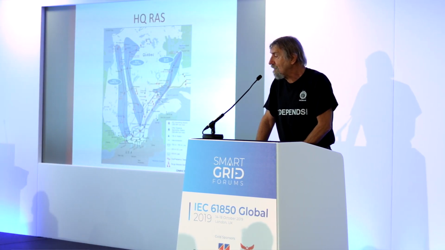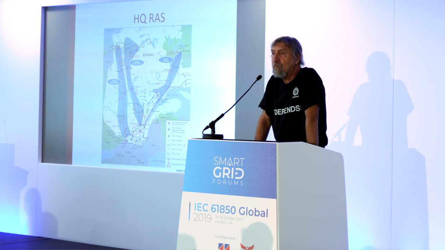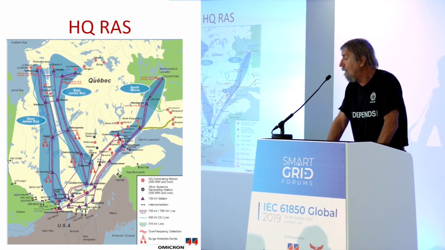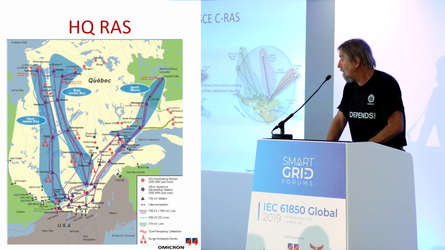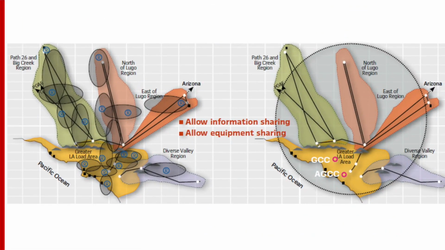Just to give you some examples, this is not a fantasy. A lot of utilities are implementing this kind of system. So you see the remedial action scheme. That's what Hydro-Quebec calls it. Or what you see here is the CRAS, the centralized remedial action scheme that Southern California Edison has implemented.